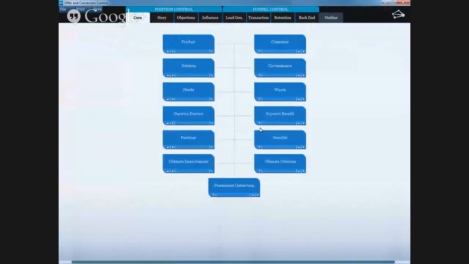Here we are. Yes, perfect. So this is the core tab on the position control side, and we're talking about core elements. The only difference is that in past trainings and examples, when we do hot seats and other trainings like this, we typically use the example of, in fact, Mitch has been using the tire example up to this point, but we'll typically be talking about marketing a product or service.